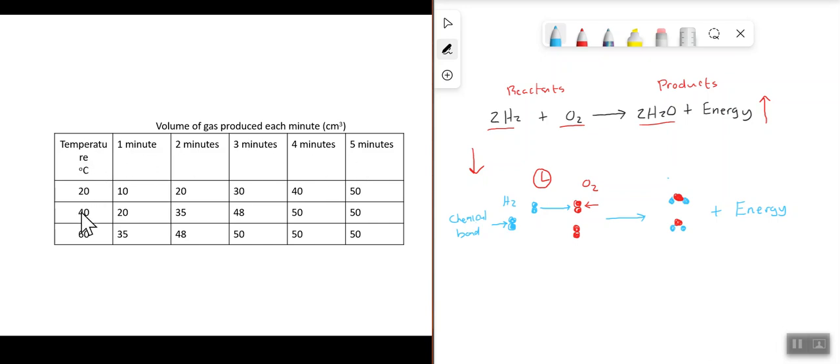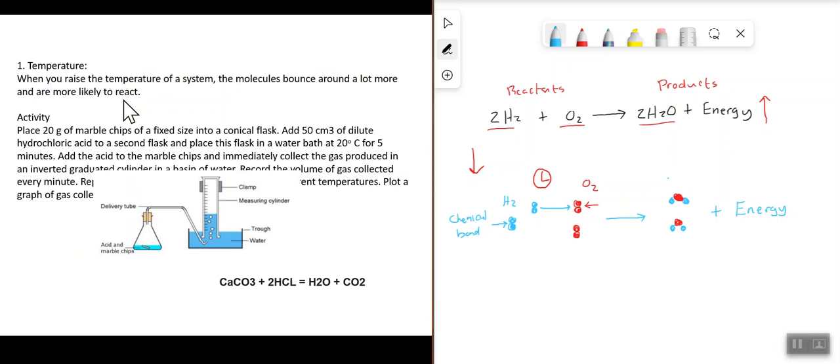So we can see that we've changed the temperature. We started at 20, then we went to 40, then we went to 60. And what we can see is that after 1 minute, the amount of gas that's being produced. Basically what happens is we have a solution here, and a marble chip comes into contact with it, the gas comes out, and we get bubbles being produced. And what we can do is measure the amount of gas that's trapped inside here in the container.